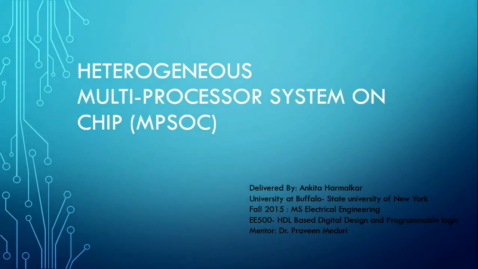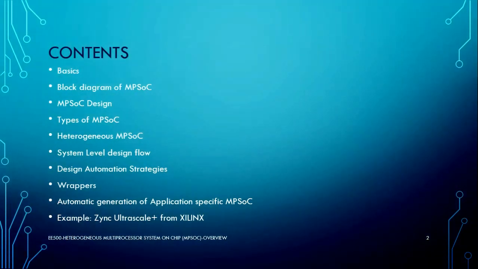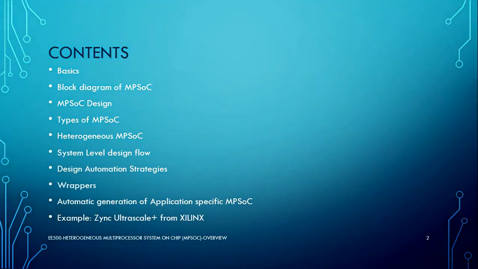So that's our topic, heterogeneous multiprocessor system on chip. Let's look into the contents. We'll be talking about the basics, the block diagram of MP-SoC, how is MP-SoC designed, the types of MP-SoCs, why heterogeneous. We'll be discussing the system level design flow of MP-SoCs, the design automation strategies. We'll look into the important concept of wrappers, why wrappers are important, and then we'll talk about automatic generation of application specific MP-SoCs. As I mentioned, we'll be talking specifically about Zynq UltraScale Plus from Xilinx. So let's begin.